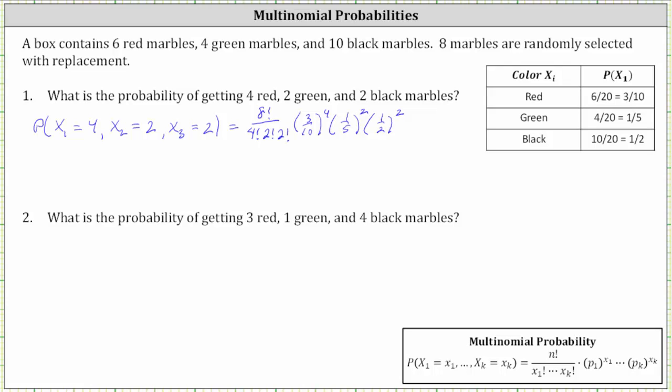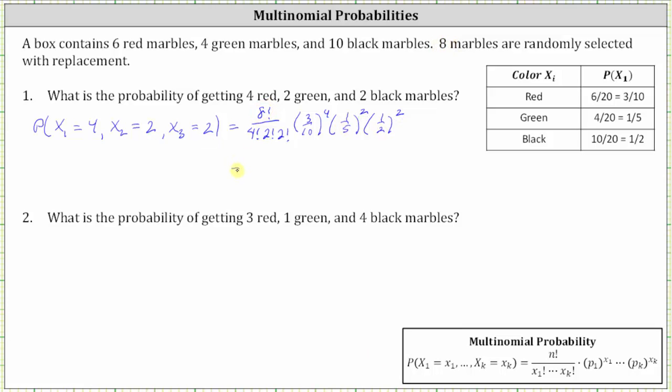So if we pause here for just a moment, we have 8 factorial here because we're selecting 8 marbles with replacement. And then because we want 4 red marbles, we have a 4 factorial here and an exponent of 4 here. Because we want 2 green marbles, we have a factorial of 2 in the denominator here and an exponent of 2 here. And because we want 2 black marbles, we have a 2 factorial in the denominator here and an exponent of 2 here. And notice how these probabilities here are the probability of getting a red, the probability of getting a green, and the probability of getting a black.